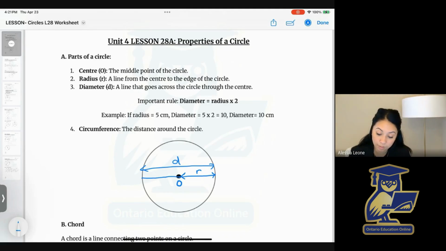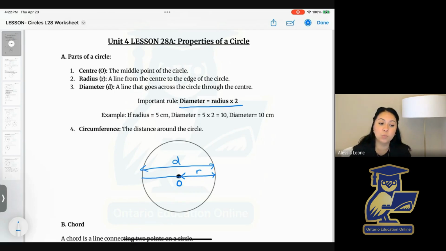Now, a rule here, our diameter is our radius times 2. Our radius doubled is the diameter. For example, if a radius is 5, the diameter will be 5 times 2, which will be 10, and the diameter would be 10.